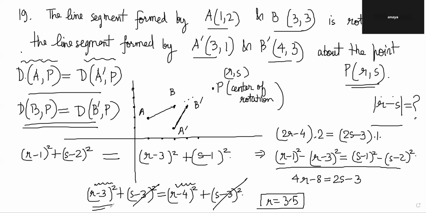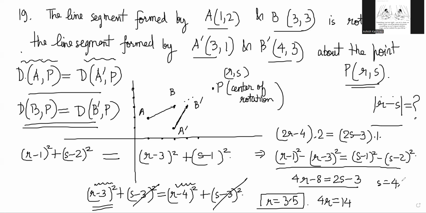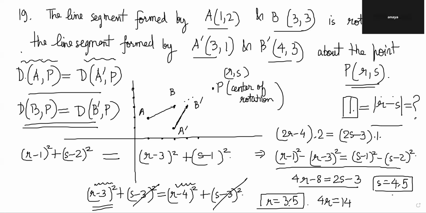There is no other way. When you equate it, you will have to say that r minus 3 is equal to 4 minus r, right? So you automatically get r is equal to 3.5, 4r is equal to 14. And from the first equation here, 14 minus 8, 6 plus 3, 9 by 2. So S is 4.5, right? So R and S are 3.5 and 4.5, and mod 1. This is 1, right?